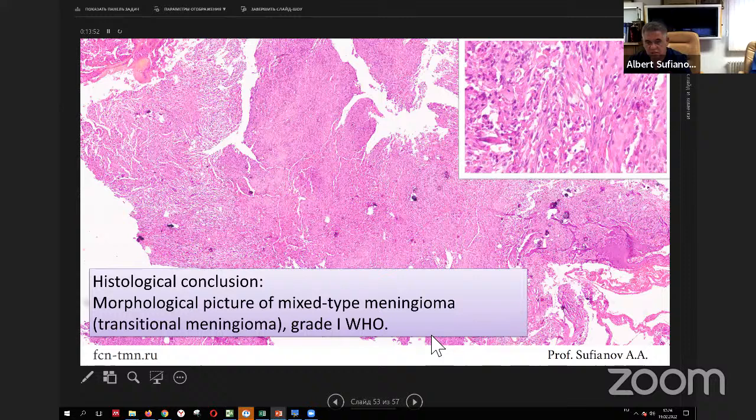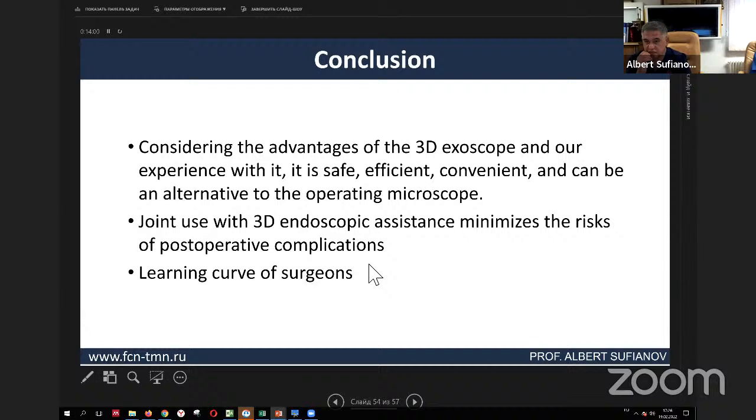So, conclusion: we have a lot of advantages, we have disadvantages. We need some development of this technology, of course. Combined with 3D endoscopic, it really also has advantages. But the surgeons need a learning curve for this kind of technology. So that is why we have the cadaver lab.